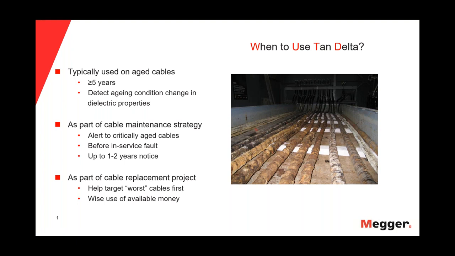So what we're going to do is go into when to use tan delta. Of course, it's typically used on aged cables, 5 years and greater. We also use this to detect aging condition change and dielectric properties of said cables. As you can see in this picture to my right, this is a cable tray with old cables sitting in it, a service aged cable.